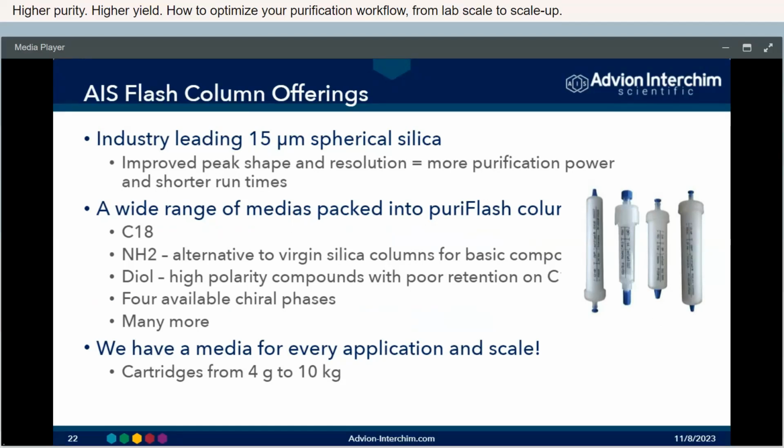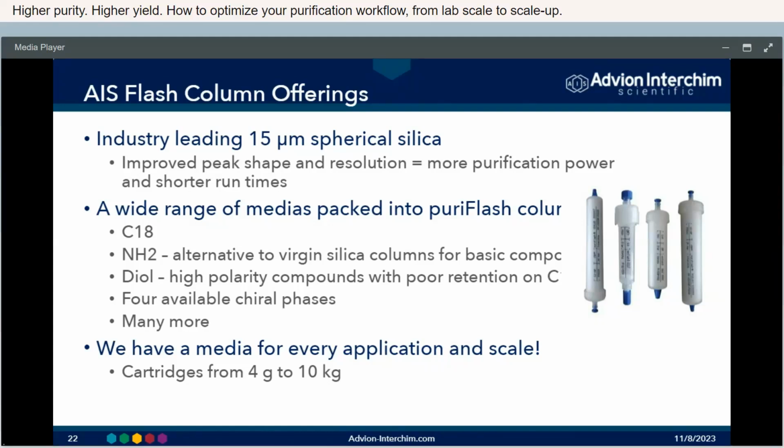So at AIS, we offer a wide range of flash columns. So the star of the show for me is the 15-micron spherical silica. This allows for improved peak shape and resolution, which in the end equals more purification power, shorter run times, and more money saved on solvent.